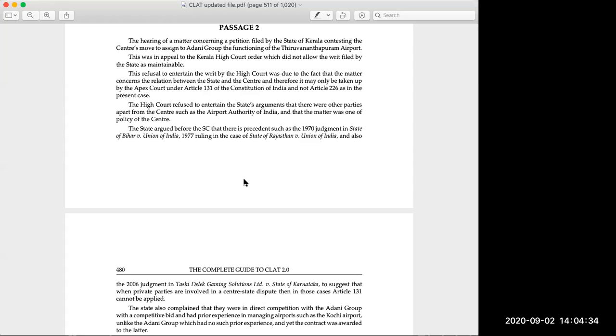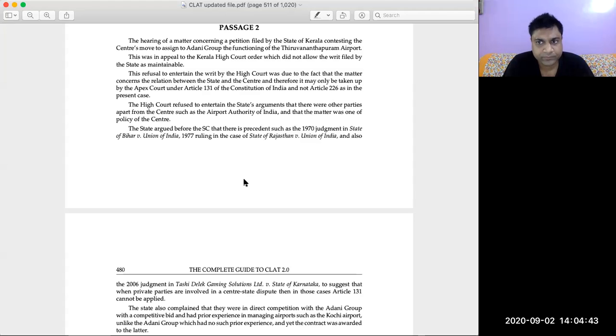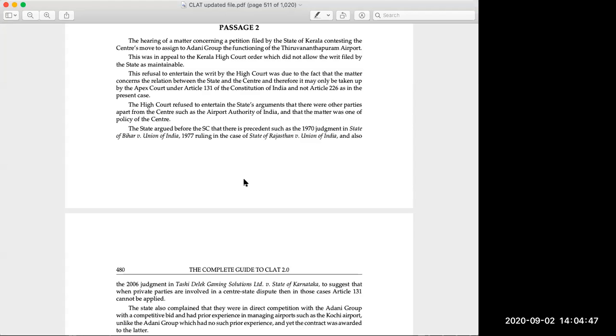Basically, sir, Article 131 is connected with, I can speak Hindi, sir? Yeah, no problem, feel free. So whenever there is a dispute between the Centre and a state, we can approach the court under Article 131 and 226. Under 131 we can approach the Supreme Court, and under 226 we can approach the High Court. So the state's argument is that it approached the High Court since other private parties, like the Adani Group, are also involved. I cannot see another para here. That's all.